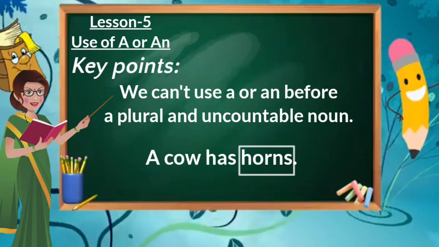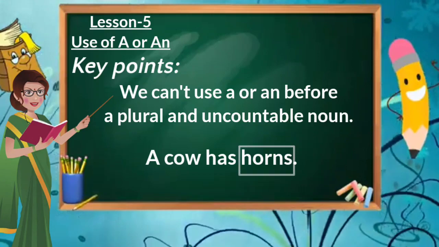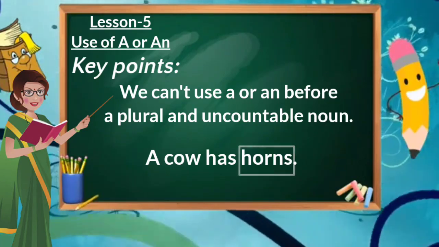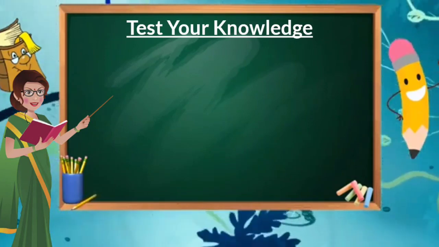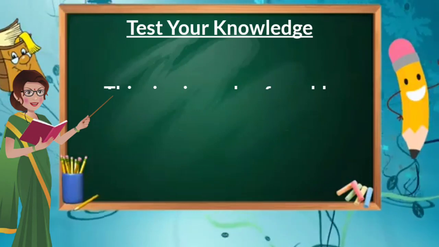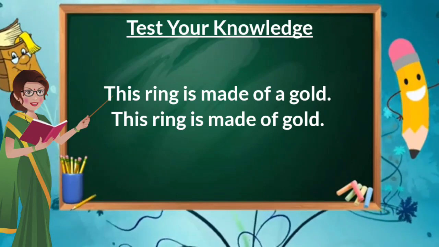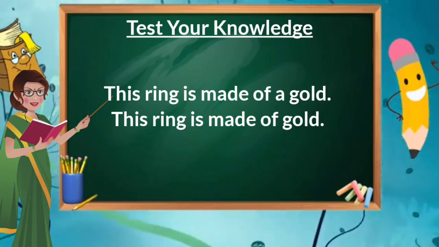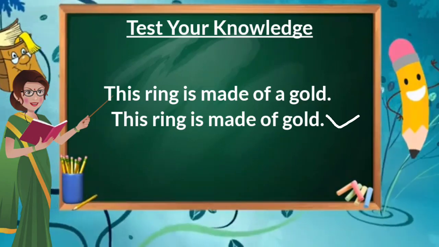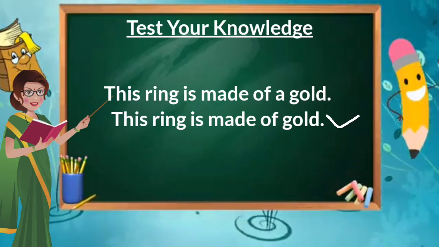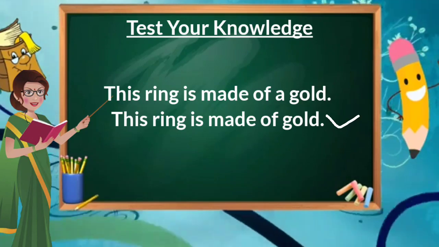But horns, look at the word properly, children. It is a plural noun. That's why we can't use a or an before it. Understood? That's nice. Now let's test your knowledge, children. Find out which one is correct. This ring is made of a gold. This ring is made of gold. Which one is correct? Yes. The second one is correct, because gold is an uncountable noun, and as per our key points, we can't use a or an before an uncountable noun. Okay, children?